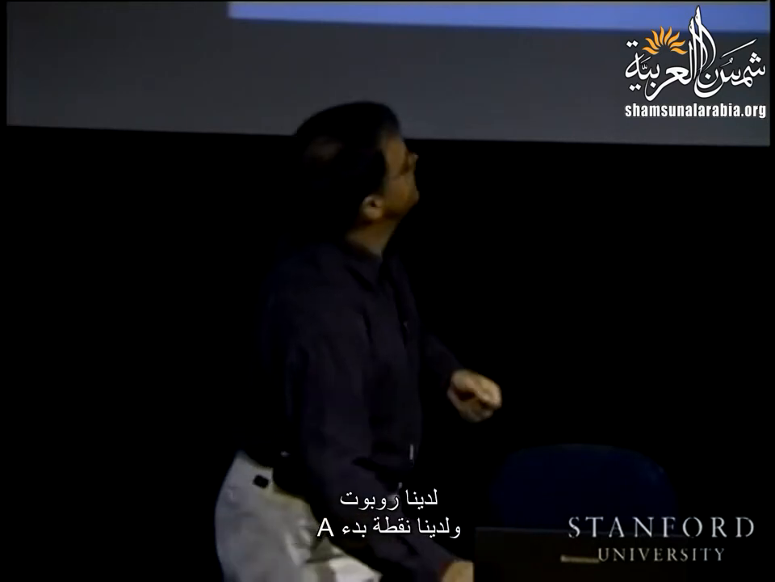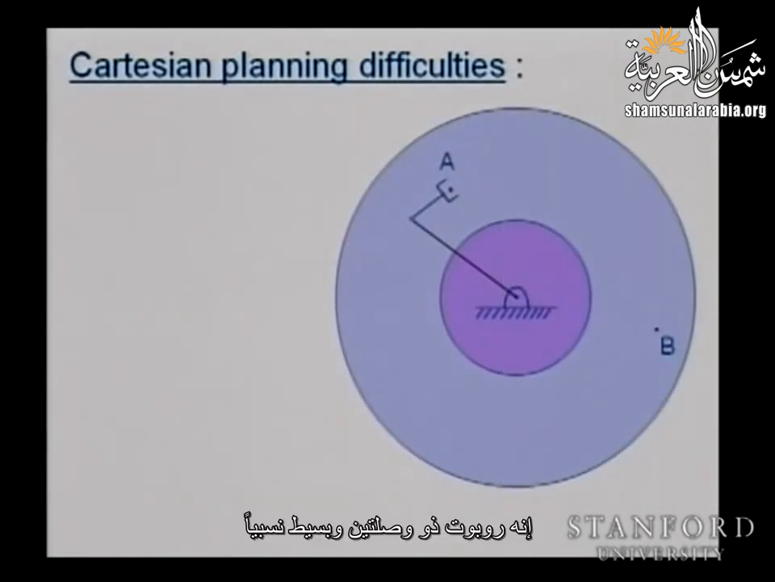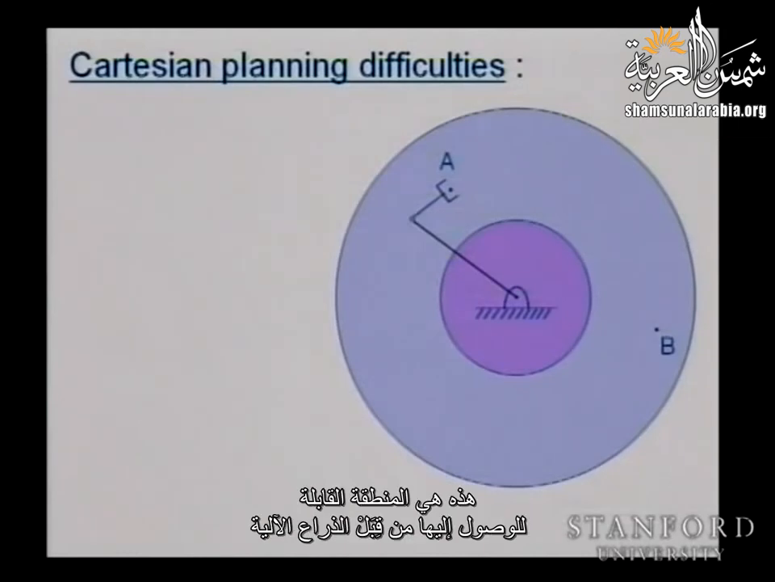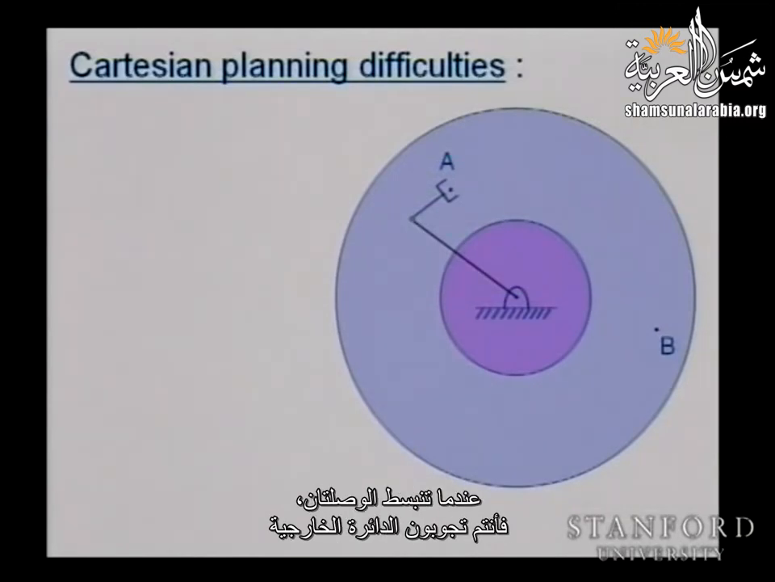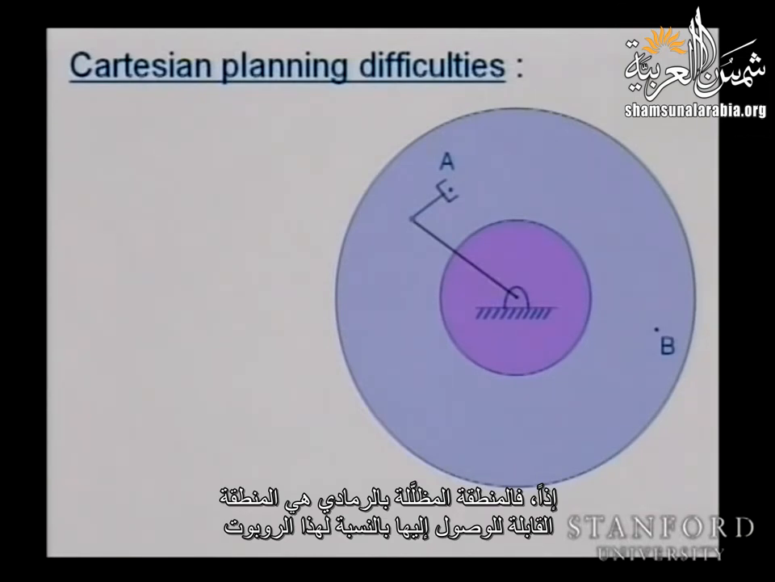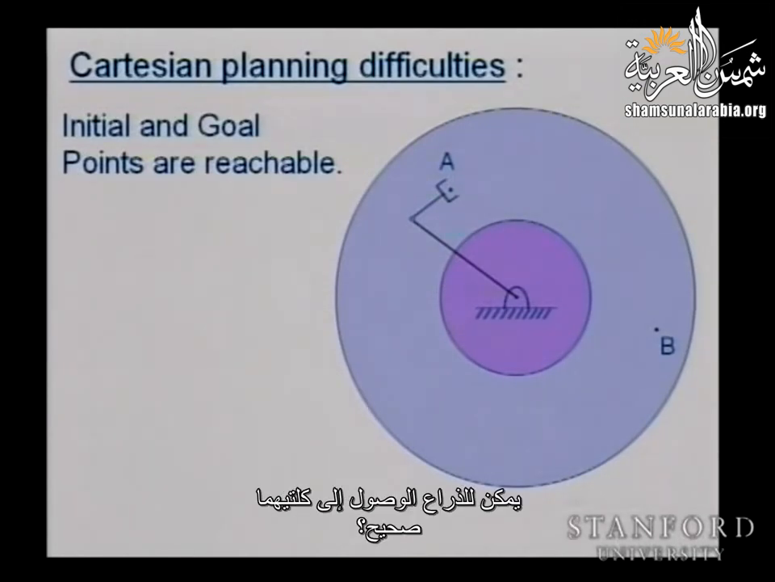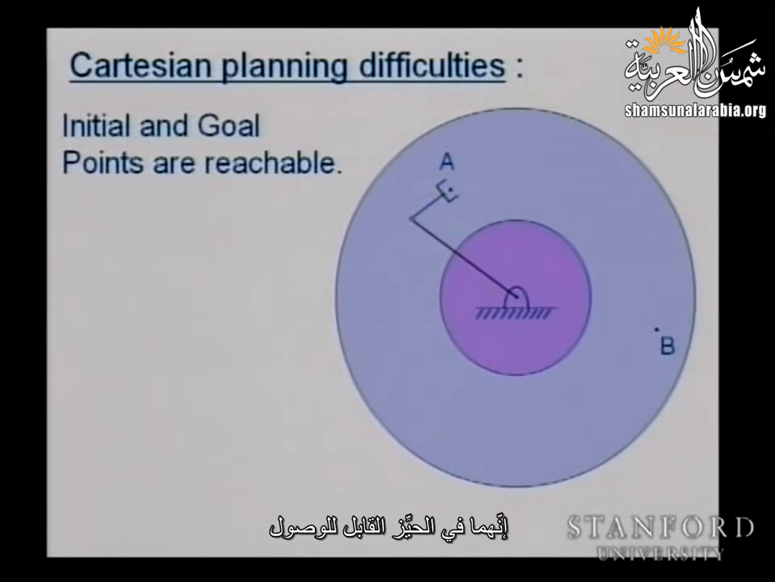So let's look at the planning difficulties. We have a robot. We have a starting point A. We have a target point B. It's a relatively simple two-link robot. This is the reachable space of the manipulator. When you stretch both links, you're traversing the outside circle. When you collapse one into the other, you're traversing the inside. So the gray shaded area is the reachable space for this robot. We have two points, initial A and goal point B. They're both reachable for this manipulator, right? They are in the reachable space.